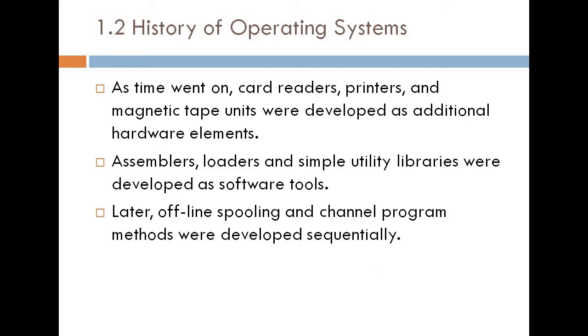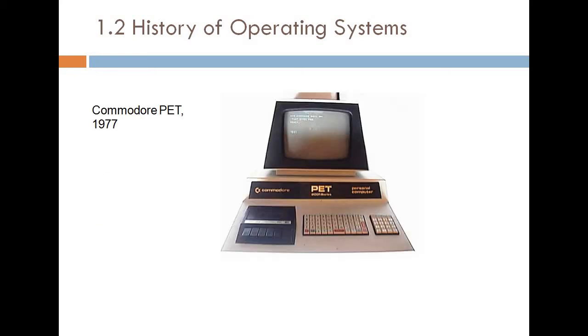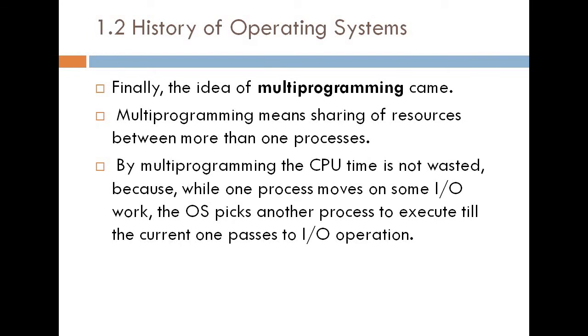As time went on, card readers, printers, and magnetic tape units were developed as additional hardware elements. Similarly, assemblers, loaders, and utility libraries, which are language processors, were developed as software tools. Later, offline spooling and channel program methods were developed sequentially. Finally, the idea of multiprogramming came. Multiprogramming means sharing of resources between more than one process. Then multiprogramming operating systems helped.